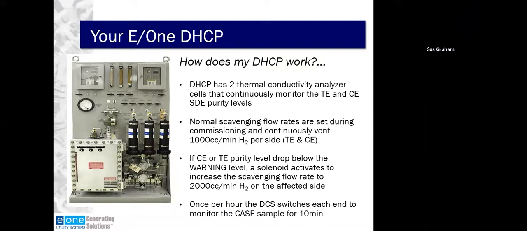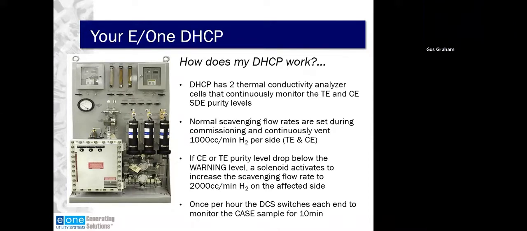In the event that the collector end or turbine end purity levels drop below a warning level, a solenoid will activate in the DHCP to increase the scavenging flow rate to a total of 2,000 cc's per minute of hydrogen per the affected side. Once the purity level goes above that warning level, the solenoid will close and the normal scavenging flow rate of 1,000 cc's per minute will be returned.